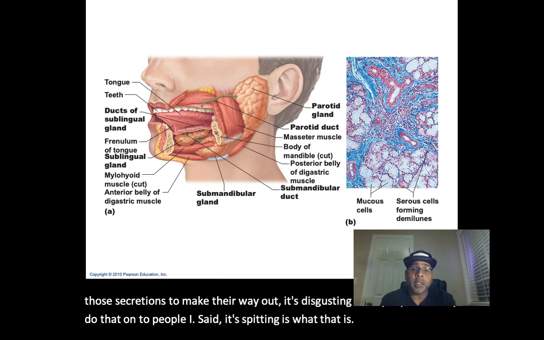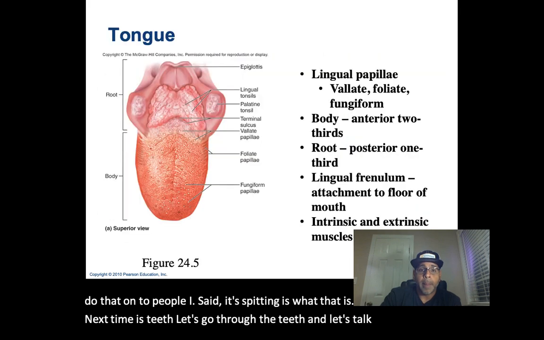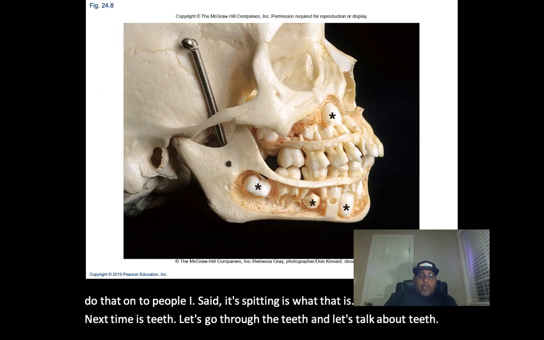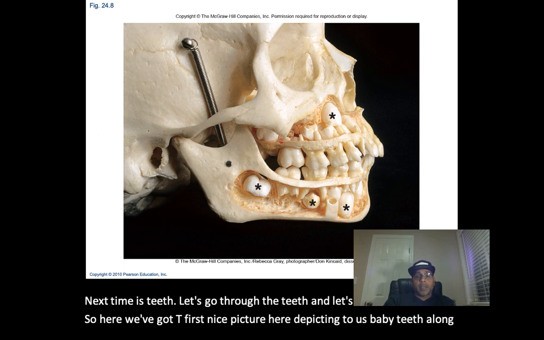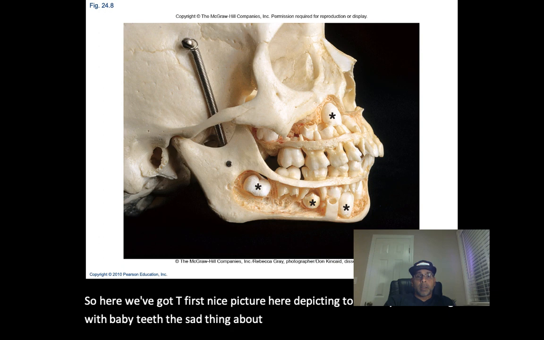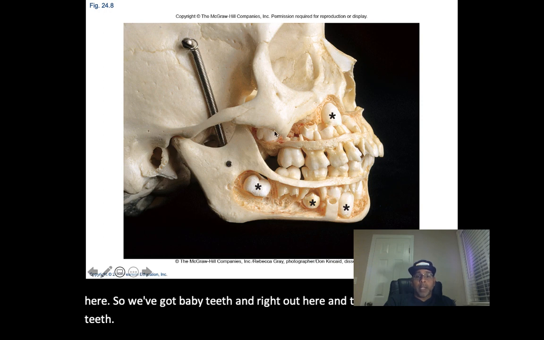Next then is teeth. Let's go through and talk about teeth. Here's a nice picture depicting baby teeth. The sad thing about it is it's a kid's skull we're looking at here. So we've got baby teeth right out here, and then here are the adult teeth. Basically somebody young of age.